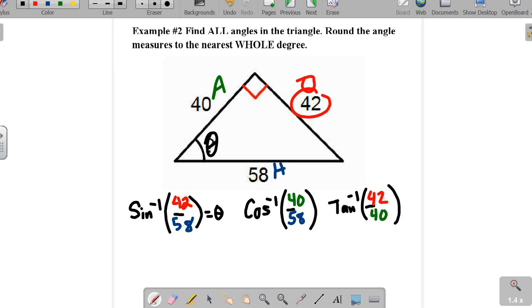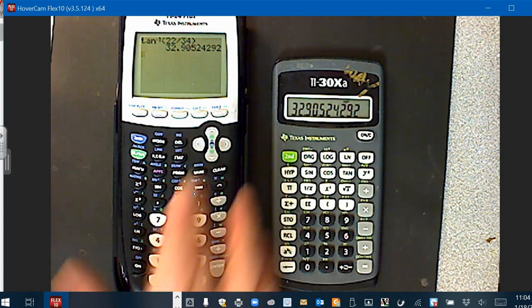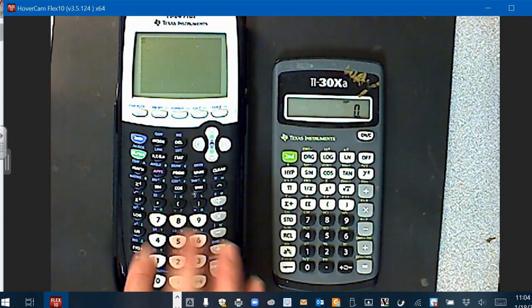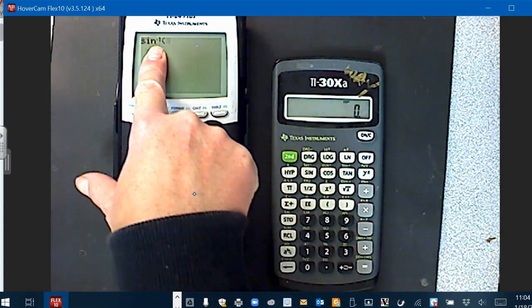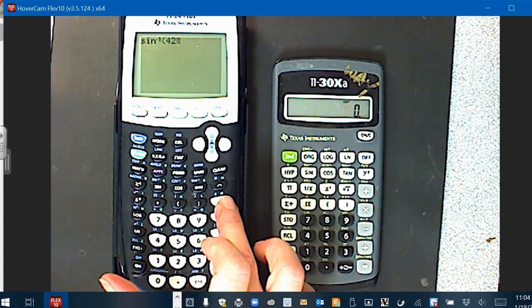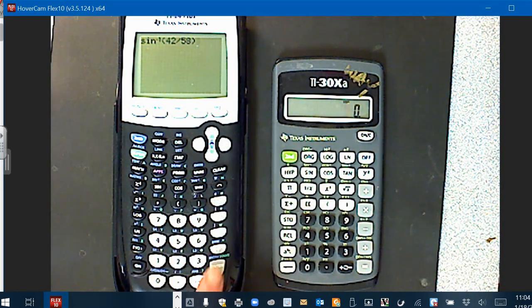All three combos work. We're going to do all three combos this one time. When you see the possibility of all three combos in the future, you can use any one of these. Ready? Let's see how they work. Inverse sine, 42 over 58. Follow with me. Second function sine, 42 divided by 58.